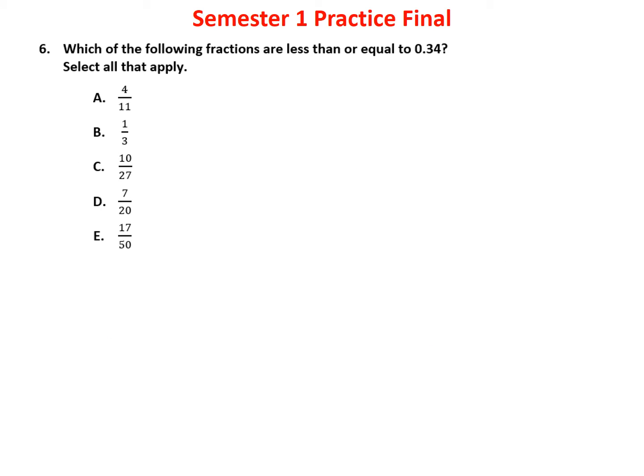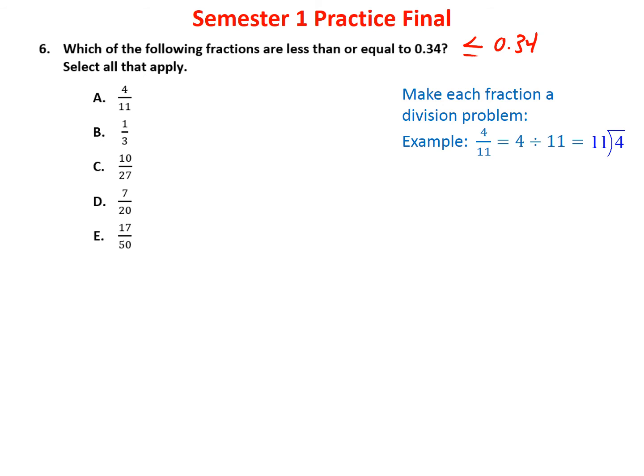Number 6 asks us which of the following fractions are less than or equal to 0.34. Well, the way to handle this the easiest is to change each fraction into a division problem. For example, 4 divided by 11 means 11 into 4. If you use your calculator and simply divide 4 by 11, or you do it longhand, you discover that 4 over 11 is 0.36 repeated, which is 0.36363636.